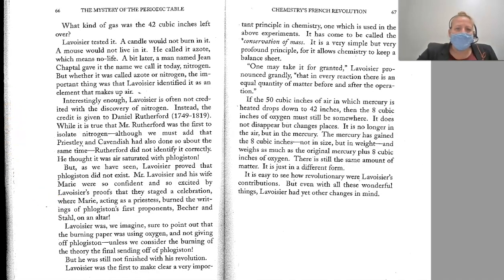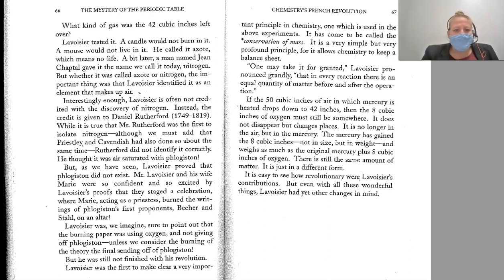What kind of air, what kind of gas was the 42 cubic inches left over? Lavoisier tested it. A candle would not burn in it, a mouse would not live in it. He called it azote, which means no life. A bit later, a man named Jean Chaptal gave it the name that we call it today, nitrogen. But whether it was called azote or nitrogen, the important thing was that Lavoisier identified it as an element that makes up air. Interestingly enough, Lavoisier is often not credited with the discovery of nitrogen.